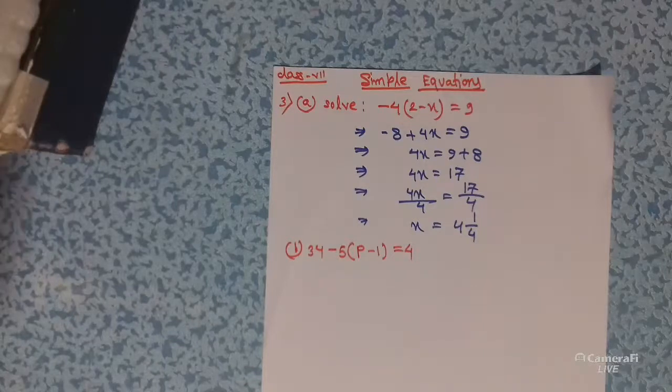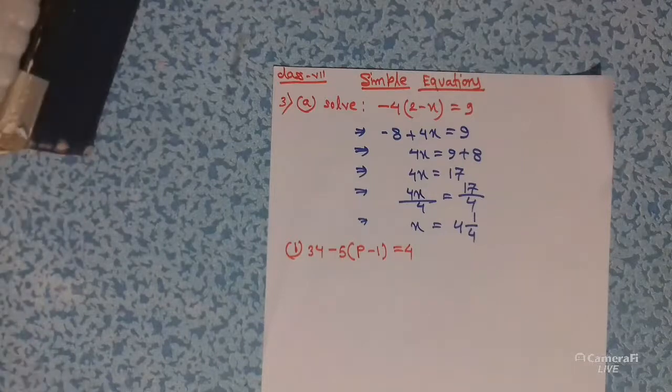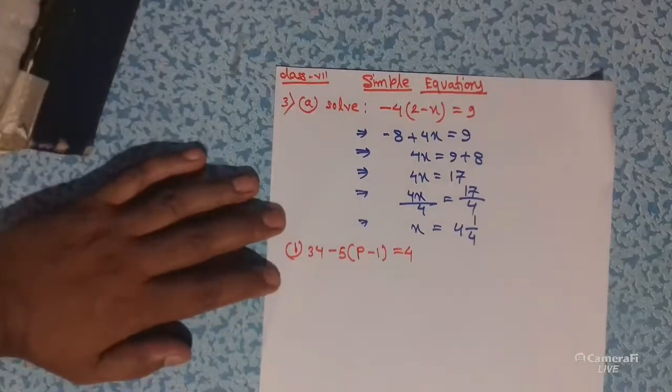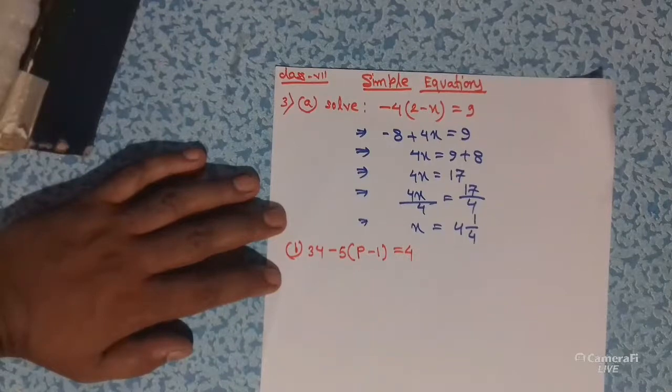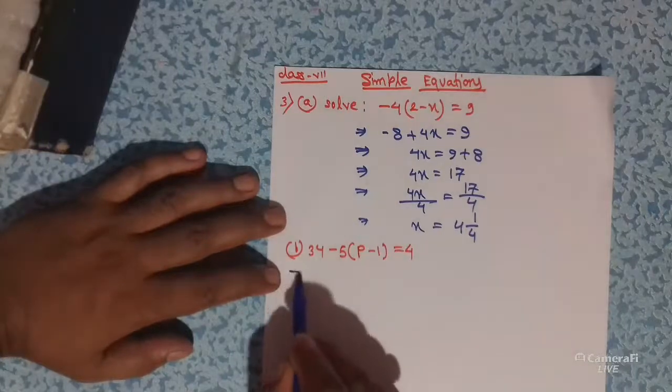Anis sent 7. Okay, I must check. Okay, so let's check whether it is 5 or 7, because I got two different answers, 5 and 7, but maximum students sent p equals to 5. So I must check whether it is 5 or not.